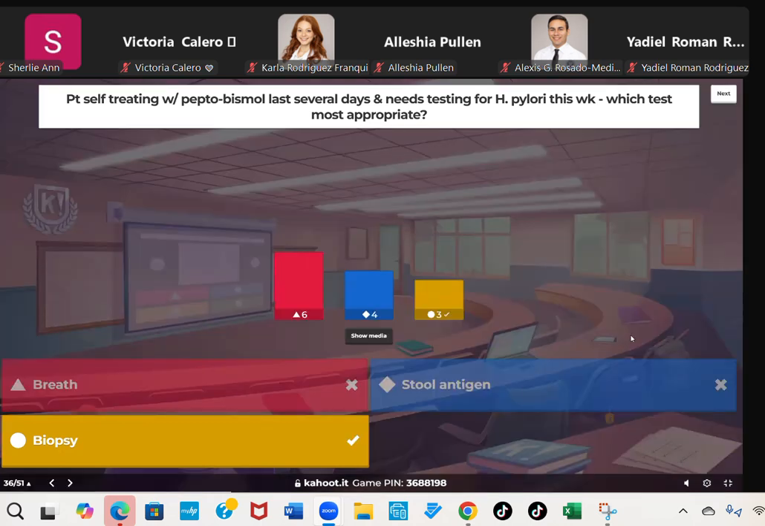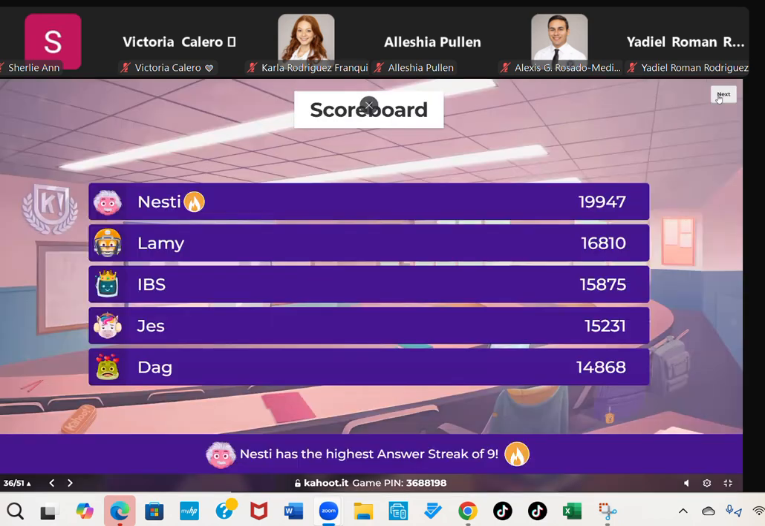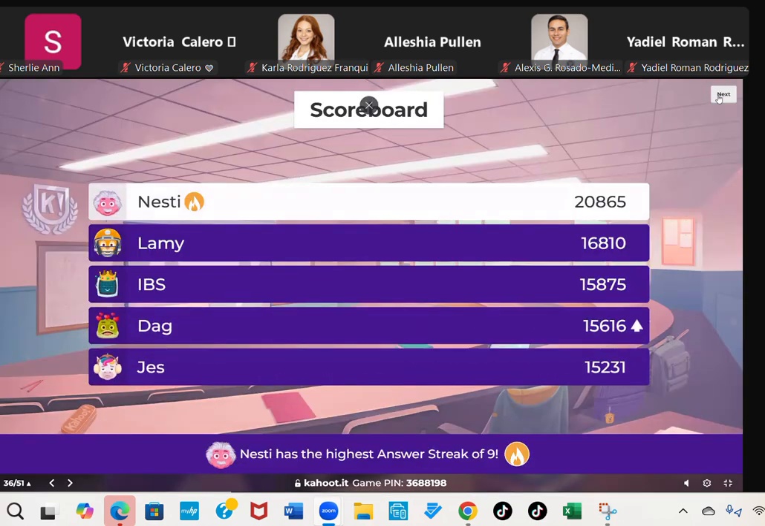All right, the correct answer is biopsy. So if a patient is on any kind of acid reducing agent, we cannot do the breath or stool antigen. We will get a false negative. So we need to do a biopsy. Well, not we. We're not going to do the biopsy, but somebody else needs to do the biopsy. But we do need to know which drugs interact with the test. So that would be true if they're on an H2RA. That would be true if they're on a PPI and Pepto-Bismol. They have to do a biopsy.